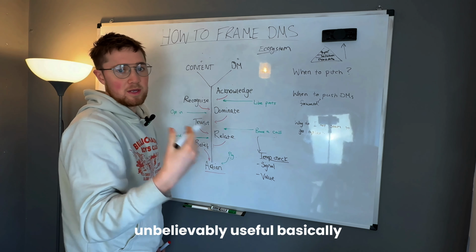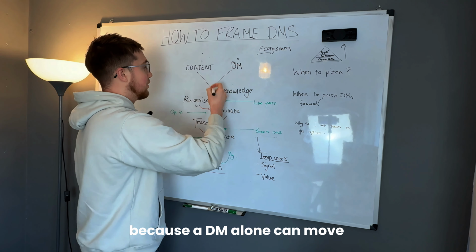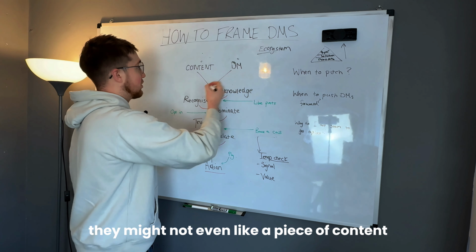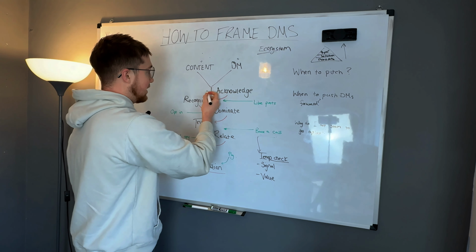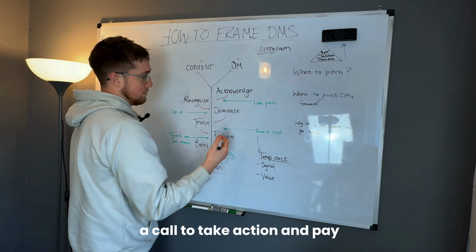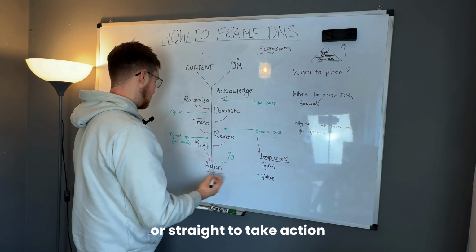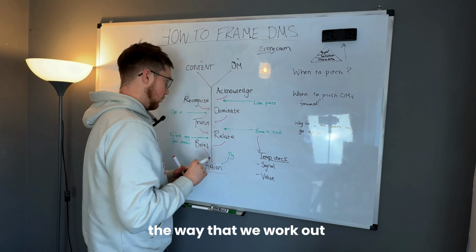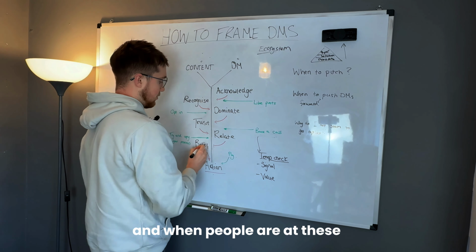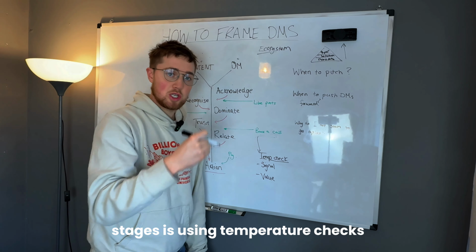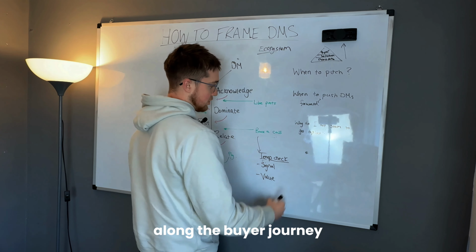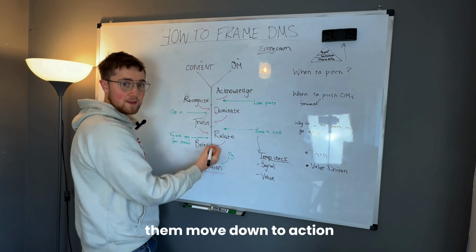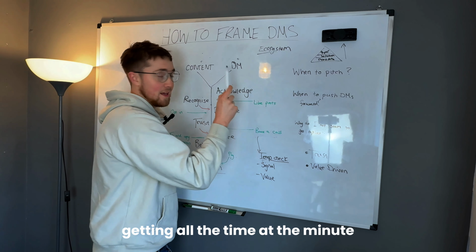This is where DMs come unbelievably useful, basically, because a DM alone can move people down this whole journey straight to action, right? So they might like a piece of content. They might not even like a piece of content. You might just outbound to them, the DM, and you can move them through all these into a call to take action and pay, or straight to take action. So this is where DMs are critical, and this is why we hone in on DMs so much. The way that we work out when someone is ready and when people are at these stages is using temperature checks, just seeing where they're at along the buyer journey. You can temp check them at any point along this journey to see where they are and help them move down to action.